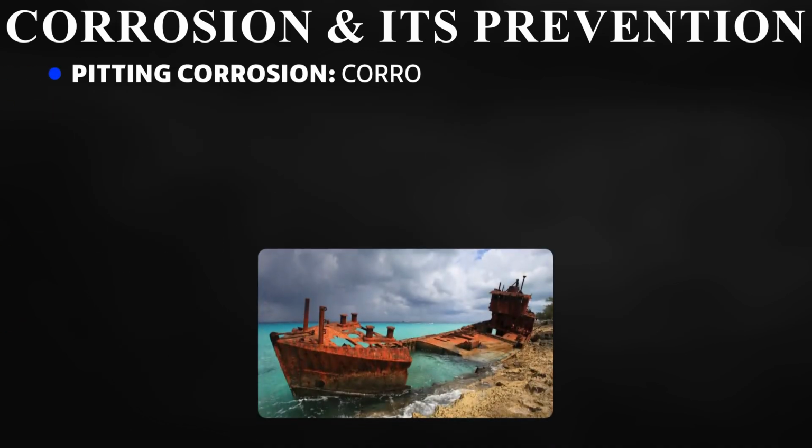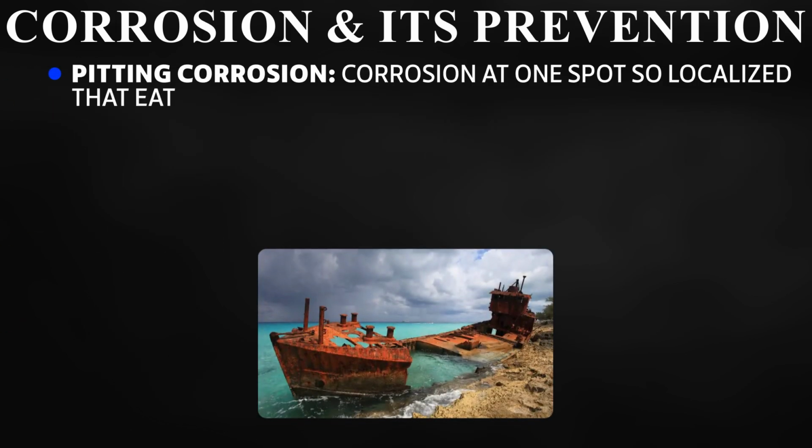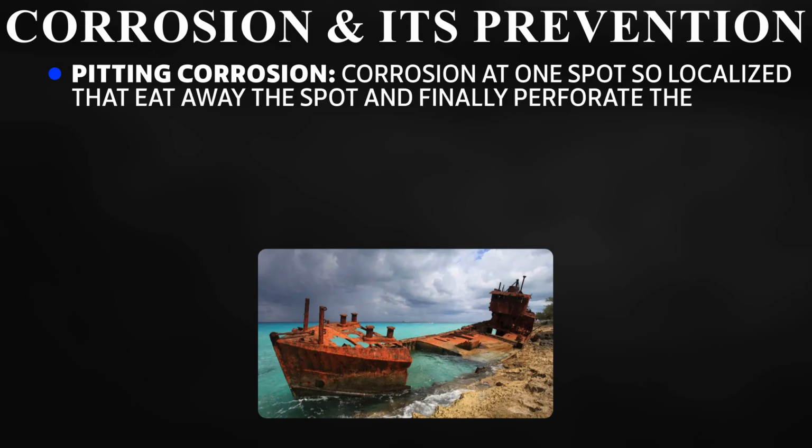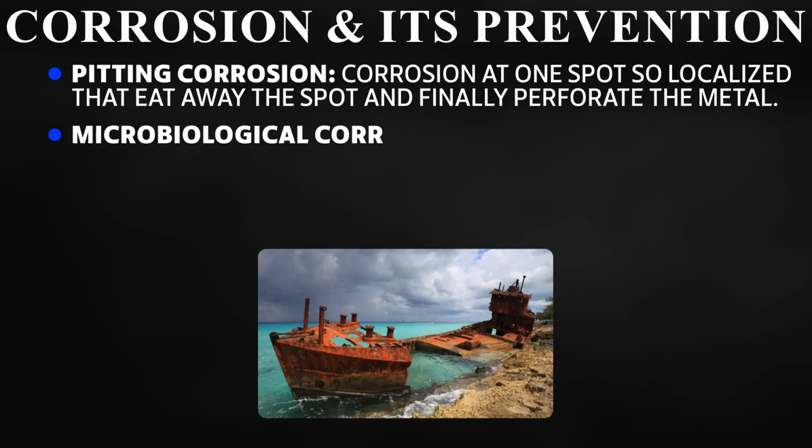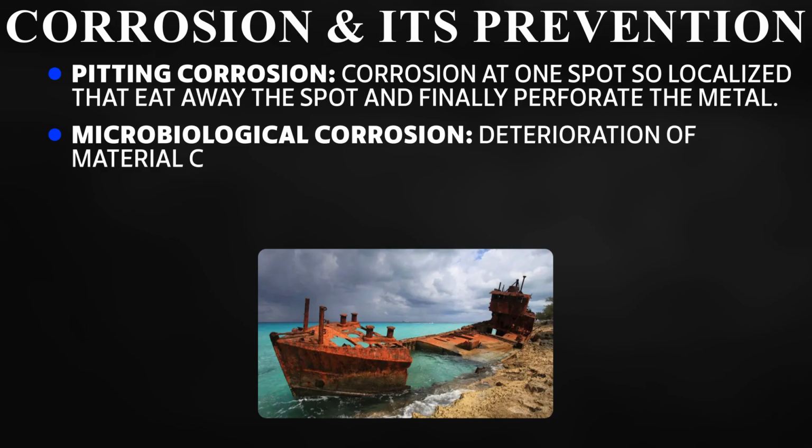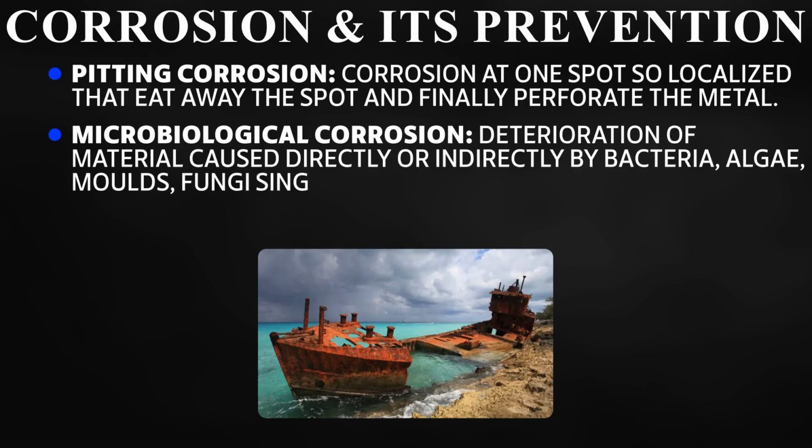Pitting corrosion. Corrosion at one spot so localized that it eats away the spot and finally perforates the metal. Microbiological corrosion. Deterioration of material caused directly or indirectly by bacteria, algae, molds, fungi, single or in combination.